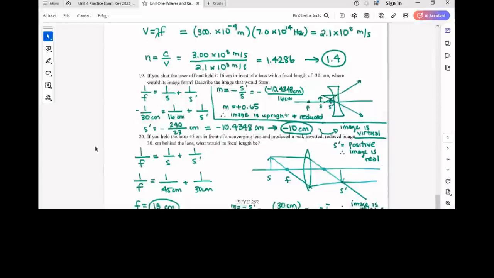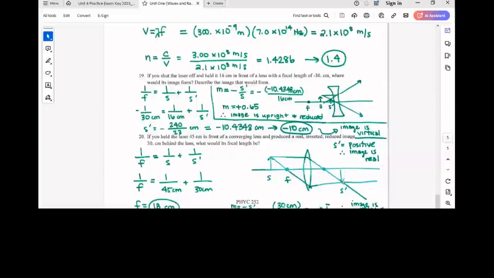And then finally 20, if you held the laser 45 centimeters in front of a converging lens and produced a real inverted reduced image 30 centimeters behind the lens, what would that lens's focal length be? So start with the thin lens equation again, add the reciprocal of the object distance, which is 45 centimeters, to the reciprocal of the image distance, 30 centimeters. And this image distance is a positive because this is a real image.